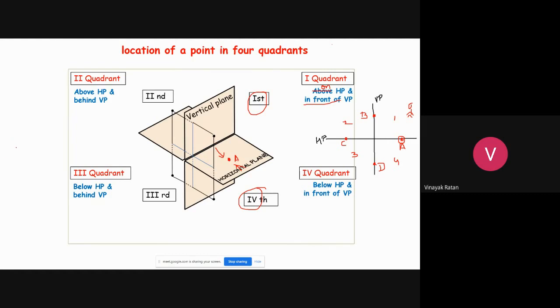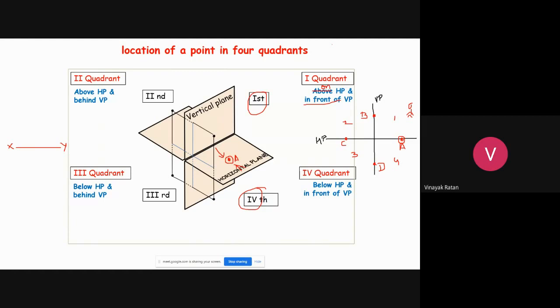Let me draw the projection of this point A. Let me draw X and Y. Now, where is the front view of this point? You know, the front view of a point always falls on the vertical plane. Now, since the point itself lies on the horizontal plane, neither is it above nor in front. It is not in space. It is lying on the horizontal plane. It means the object is placed on the horizontal plane.